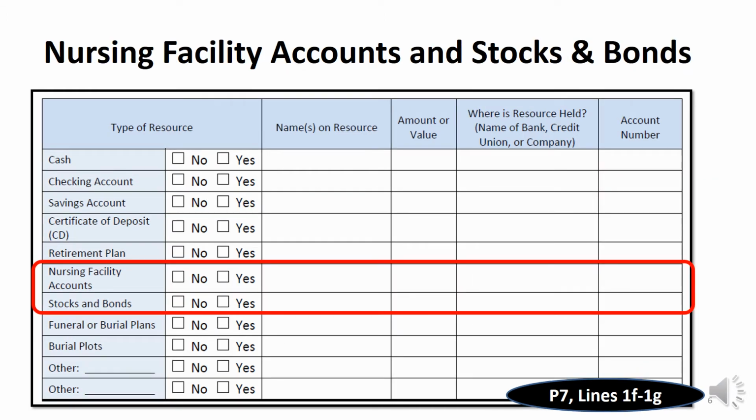For nursing facility accounts and stocks and bonds. On nursing facility accounts, this could be a resident trust fund or resident care home account. These are the same as checking accounts. Provide statements with the full months of activity, and remember to provide statements for each month you're requesting coverage. For stocks, it's important to indicate the type of stock and a statement showing the current value of that stock. For bonds, please provide a copy of your bond.